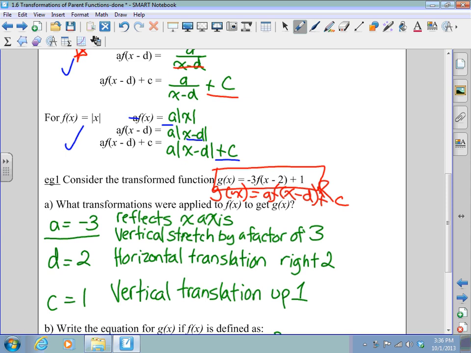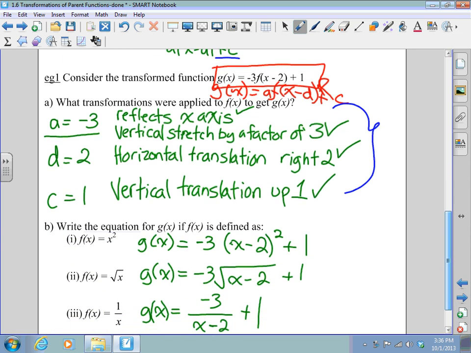What does the negative tell us? The negative tells us it reflects over the x-axis, and the 3 tells us it's a vertical stretch by a factor of 3. The d part, ladies and gentlemen, tells us that it's a horizontal translation, i.e. we go right 2. Whereas c is 1, that tells us we're translating up 1. And again, we could perform these transformations or translations on any of our parent functions.